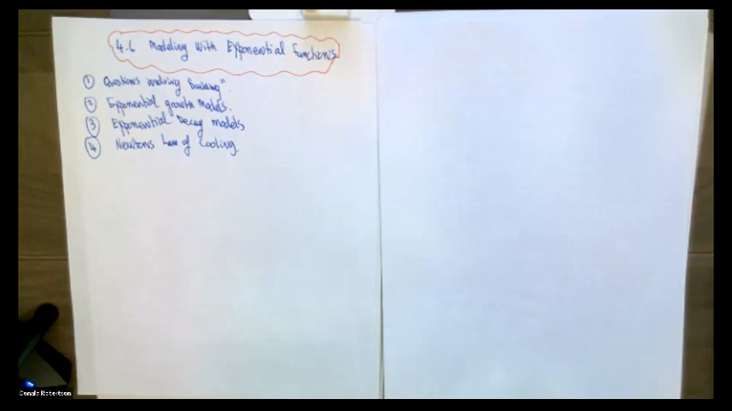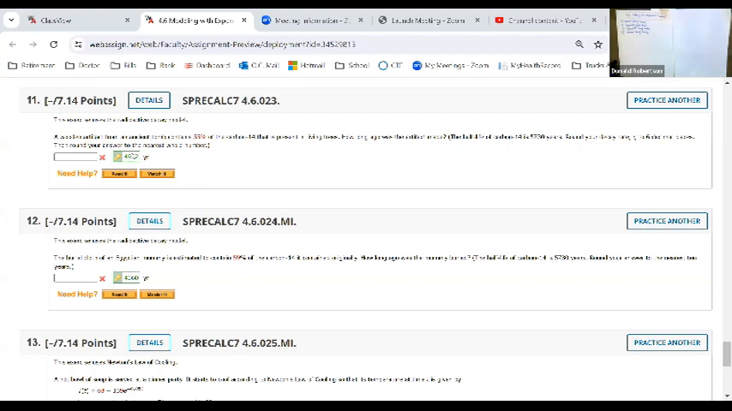So the question that we're going to be looking at is question 11. So let me jump over there and show you what it looks like. A wooden artifact from an ancient tomb contains 55% of its carbon-14.